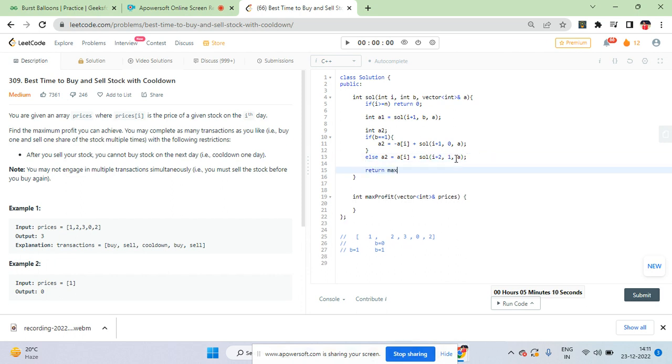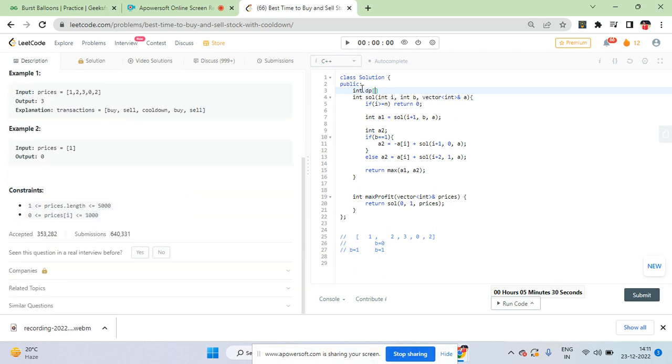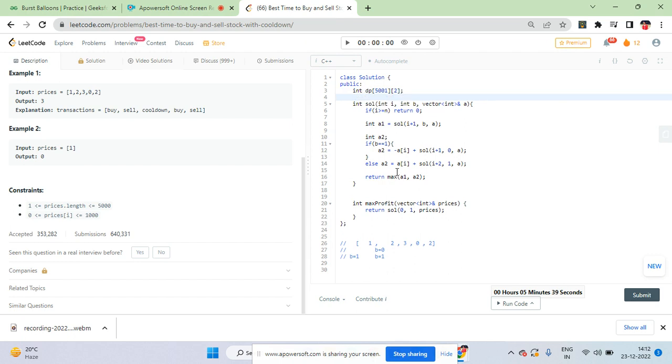And at last you can return the maximum of a1 comma a2, whichever gives you the maximum result. And return solve of function 0, and b equal to 0 at the start, because we are looking forward to buy obviously, and the prices array. And that's about it, how simple it is. And you have to make a dp whose index can go up to 5001, and your states are basically b, which has two possible states, 0 and 1, so it's 2.